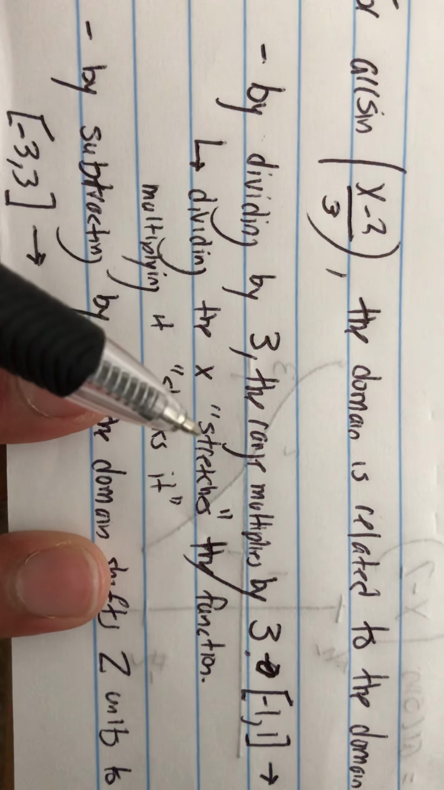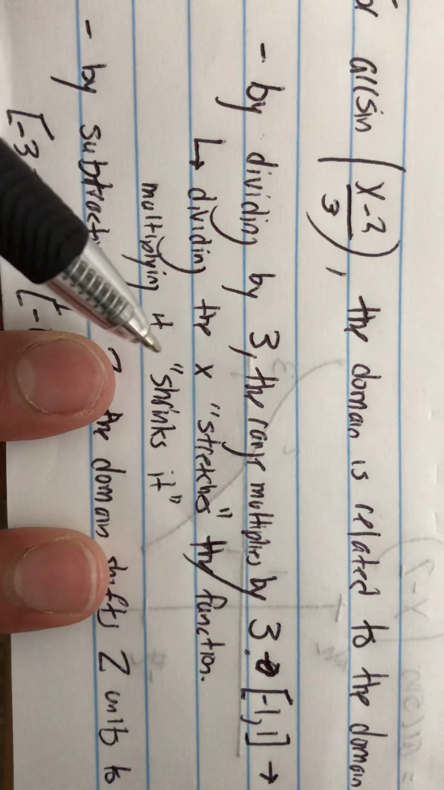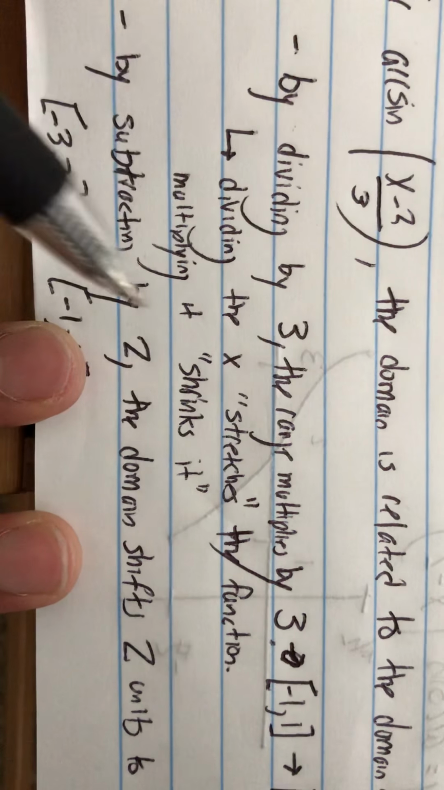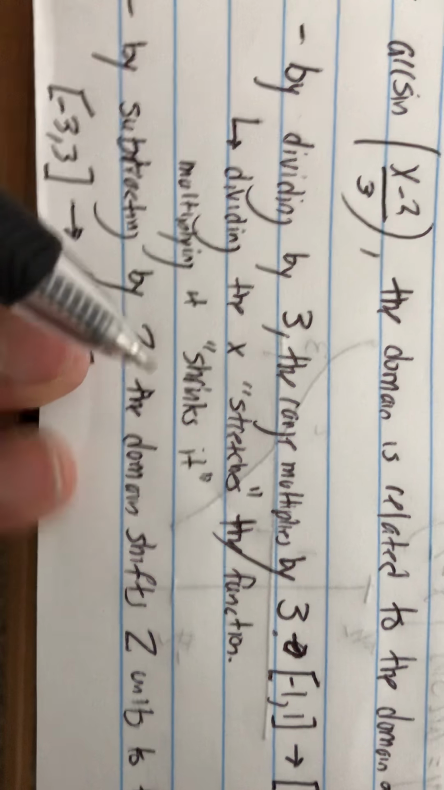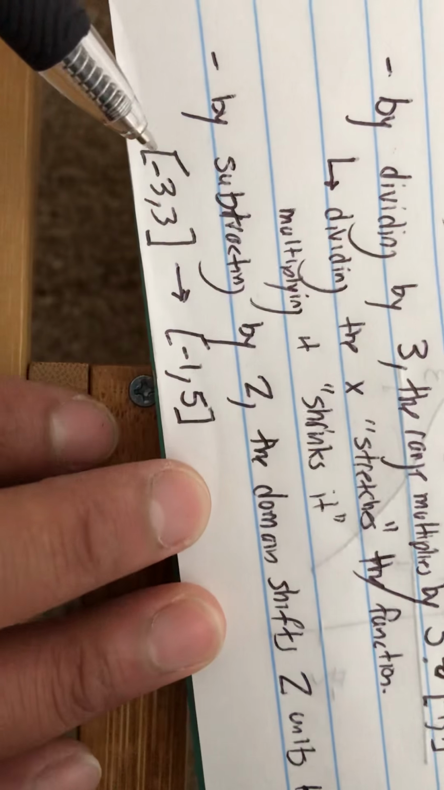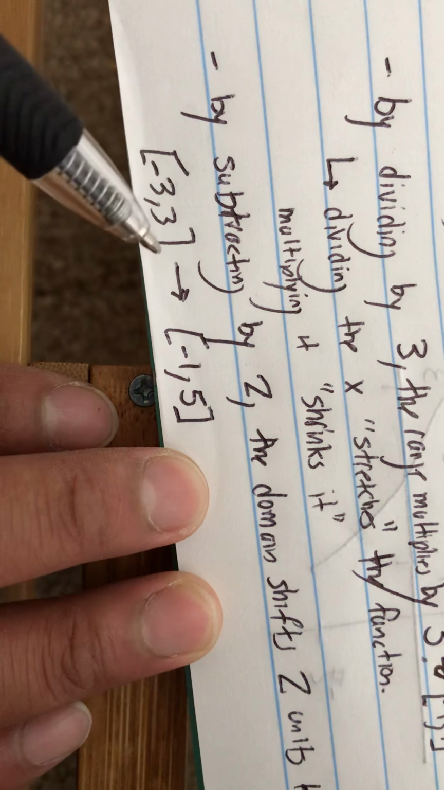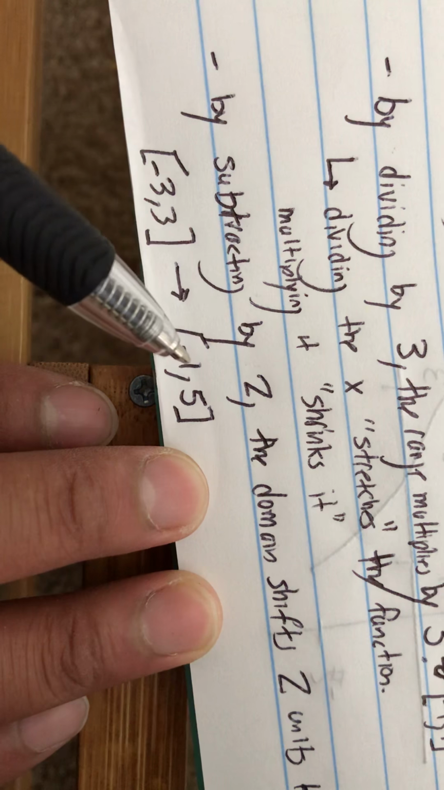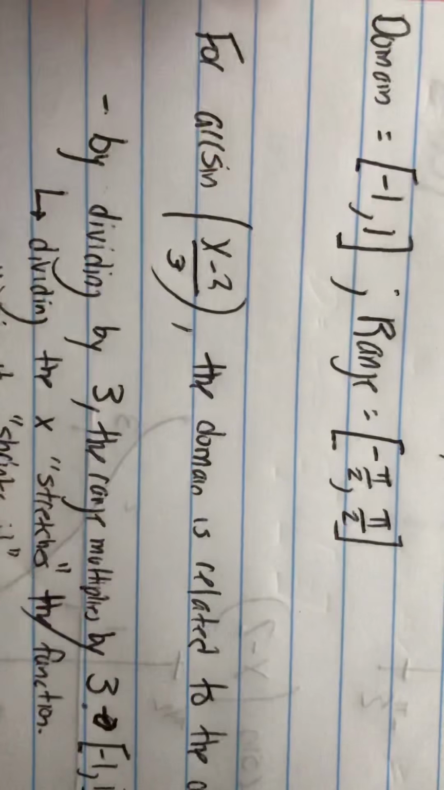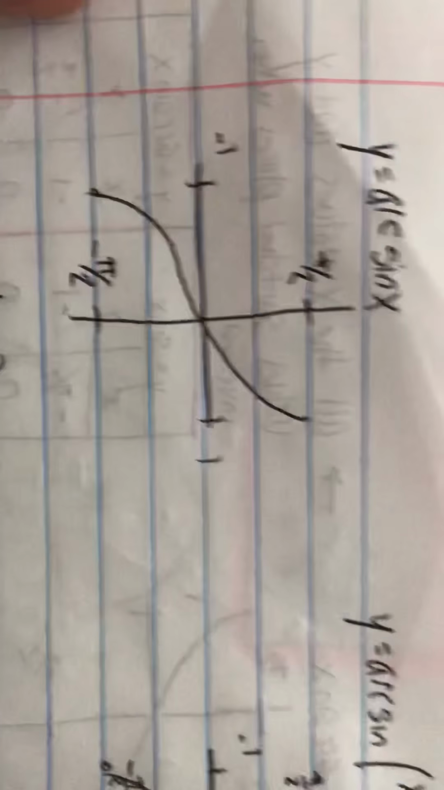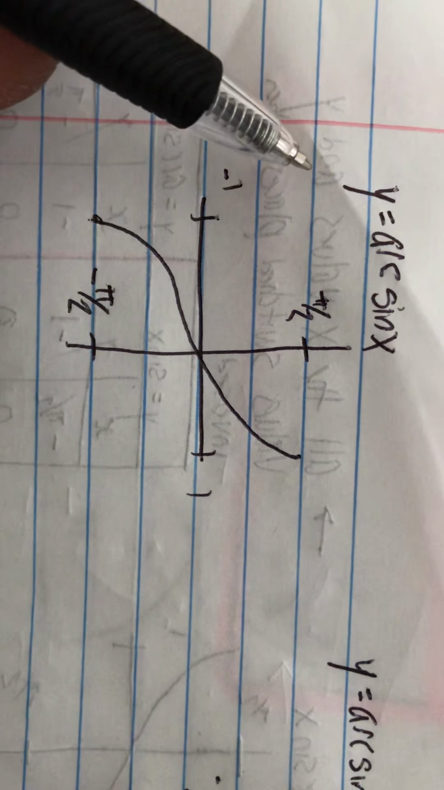So by dividing the x, it stretches the function, while multiplying the x, it shrinks the function. And by subtracting the 2, when you have x minus 2, the domain shifts by 2 units to the right-hand side. So the domain goes from -3 to 3, to negative 1 to 5. And this seems like a lot of words and probably very difficult to understand. So what I did is I'll actually show you these transformations step by step.